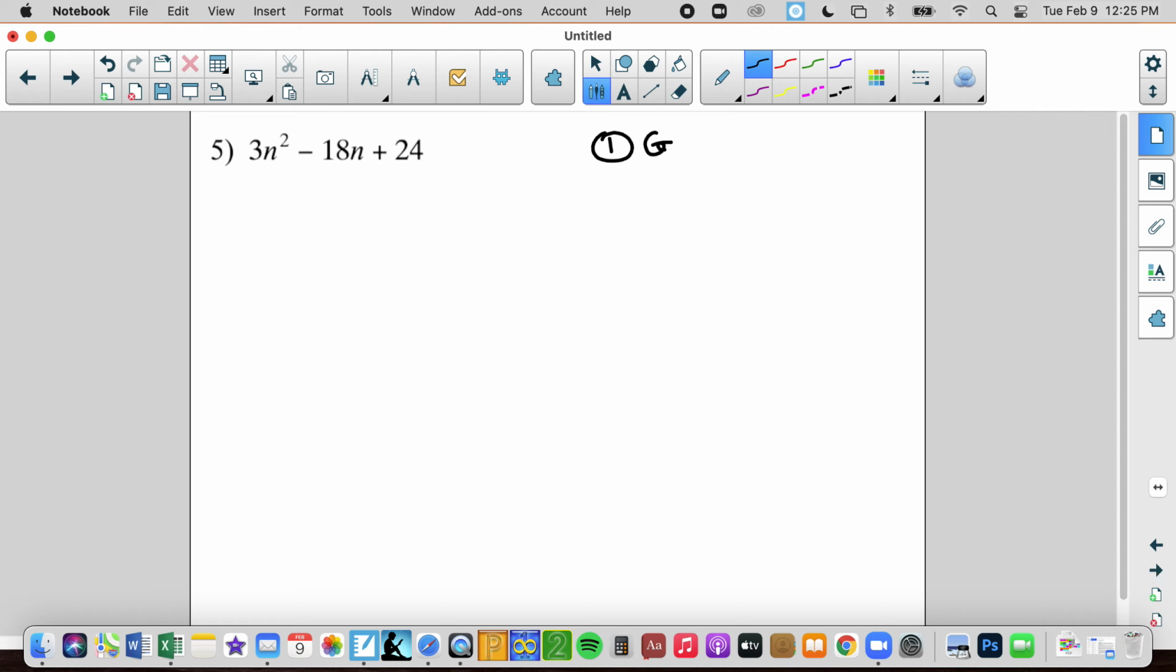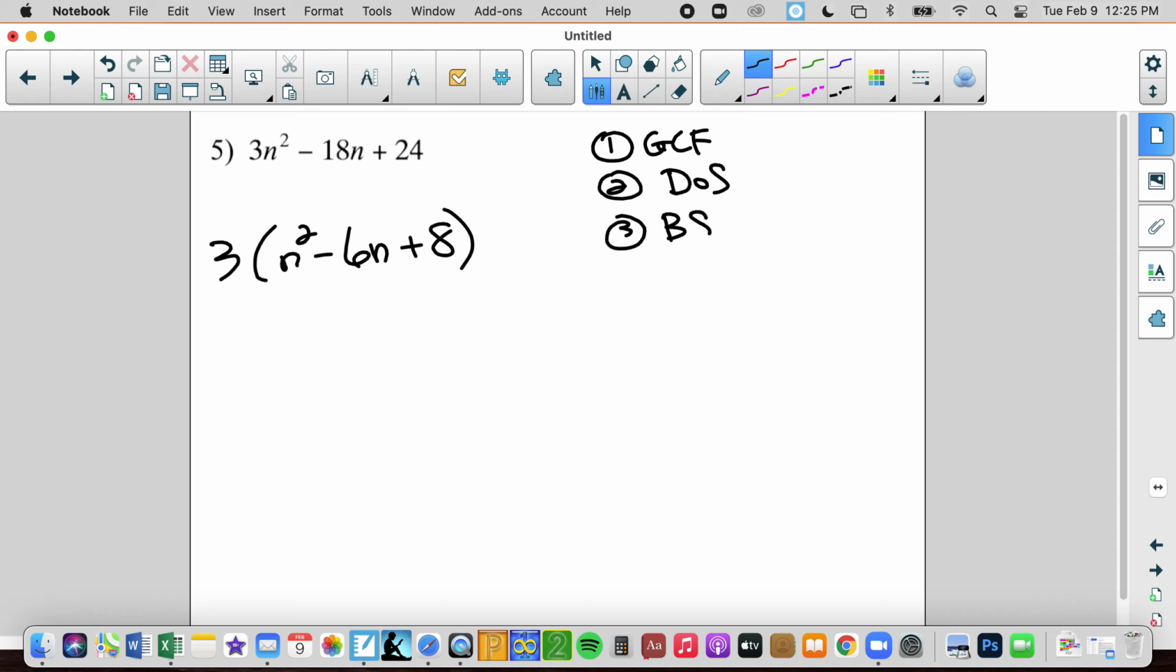Let's look at here. Greatest common factor. I see my first term is 3. 3 goes into 18 and 24, so we're going to factor out a 3. We get negative 6n plus 8. We have 3 terms, so I know that it's not difference of squares. I'm going to check and see if it's a binomial square. 3 terms, yes. Second sign positive, yes. Both perfect squares? N squared is a perfect square. 8 is not, so it is not a binomial square.